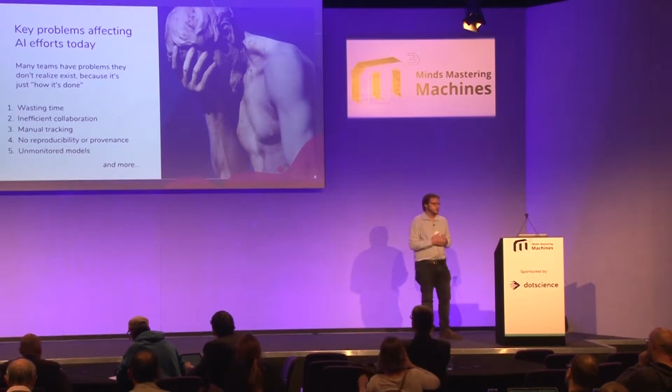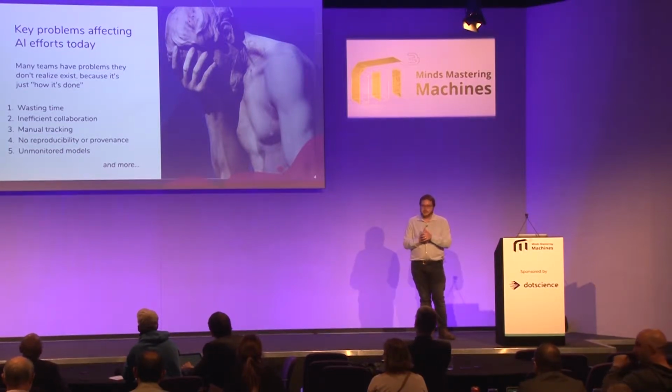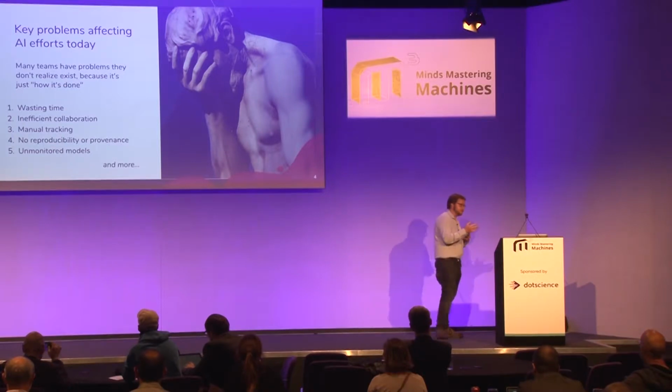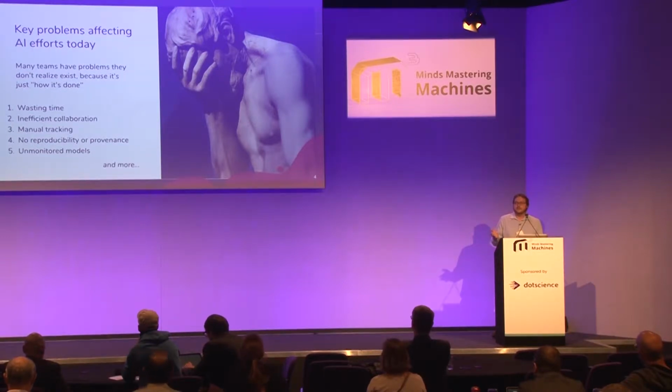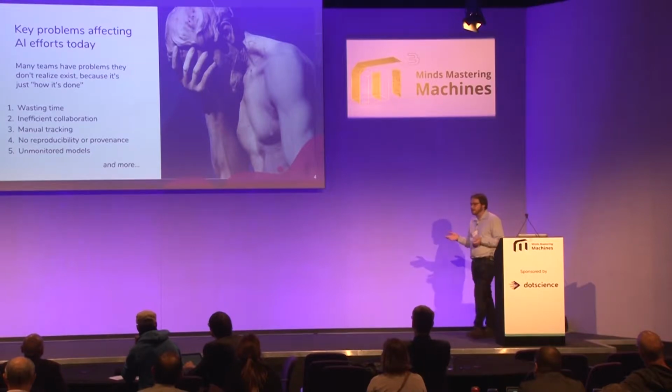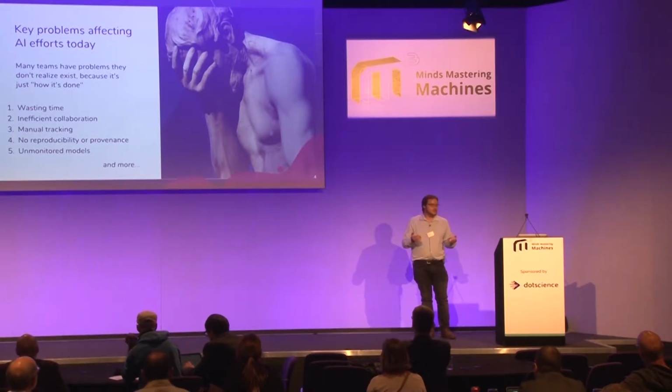Some of the problems that we've seen in speaking to machine learning teams that are trying to scale are that often time is wasted on a project. It could be the time taken to set up development environments to make sure that things are the same from one machine to another. There is also a lot of inefficient collaboration. Often data scientists will collaborate by just talking to each other or using shared spreadsheets.